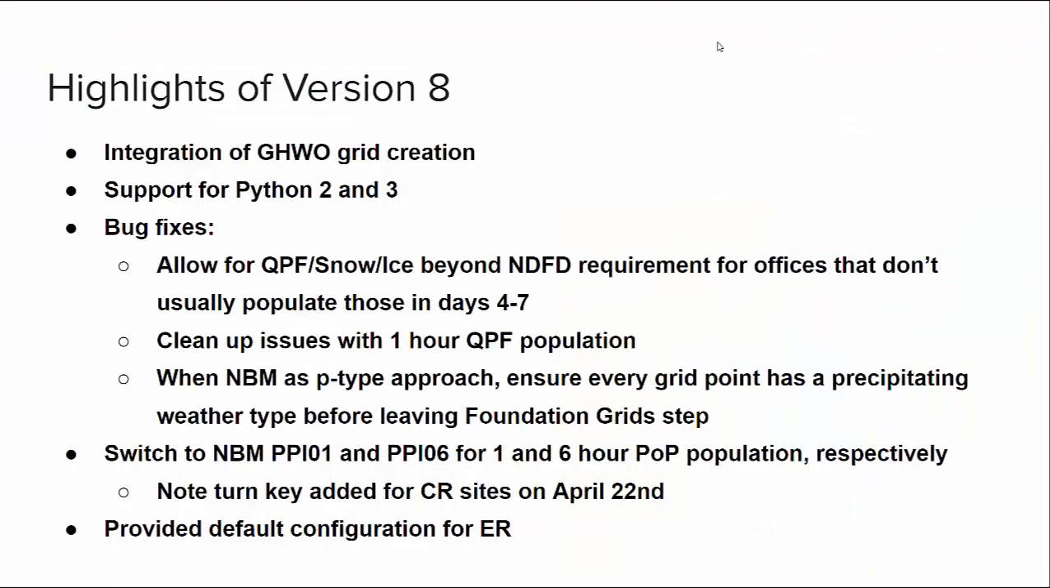For this version, there are a couple of big items that are coming with it. The first here is the integration of the graphical hazardous weather outlook grid creation. Another item, the support for Python 2 and Python 3, since Python 3 will be included within the 20.31 AWIPS release. Additionally, there's some bug fixes listed here. But going down further, we have that switch to the NBM PPI-01 and PPI-06, and I'll discuss that here in a little bit. And then also providing some default configuration for Eastern region after discussions with several Eastern region personnel.